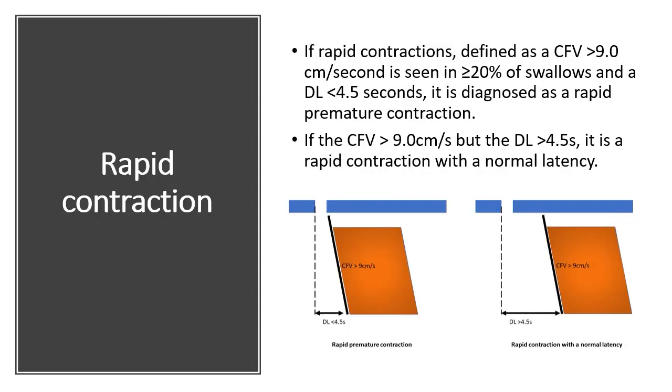If rapid contractions, defined as a contraction front velocity of over 9 centimeters per second, are seen in more than 20% of swallows, and a distal latency is less than 4.5 seconds, it's diagnosed as a rapid premature contraction. If the CFV is over 9 centimeters per second, but the distal latency is more than 4.5 seconds, it's a rapid contraction with a normal latency.